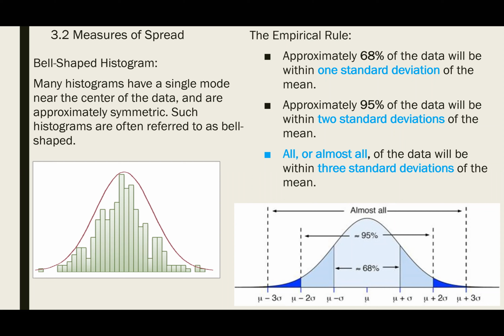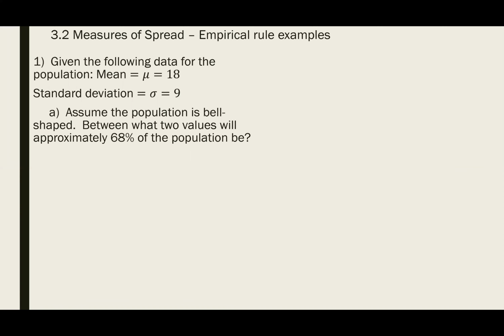So looking at this question here, or looking at the next slide, they give us this information. They give us the following data is a population, which is, we have mu equal to 18, which is the mean, which is in the middle. And the standard deviation is sigma equal to 9. They ask you to assume that the population is bell shaped, and make sure when you read the question, make sure that you see this item here. Make sure that you see that it's a bell shape.